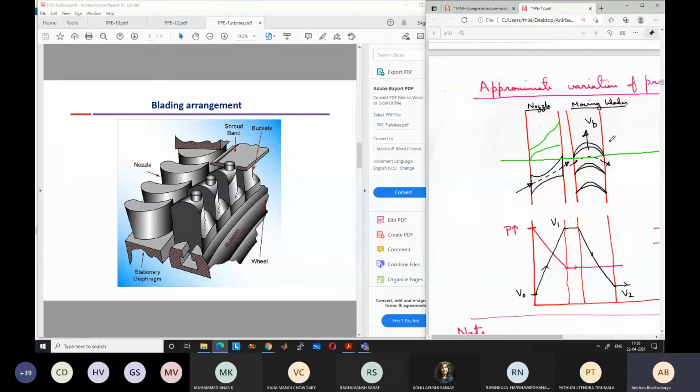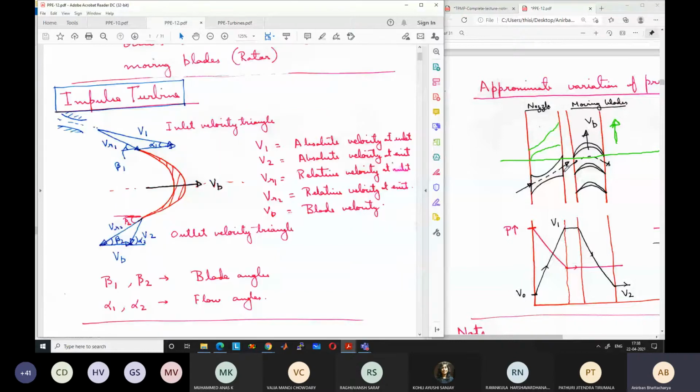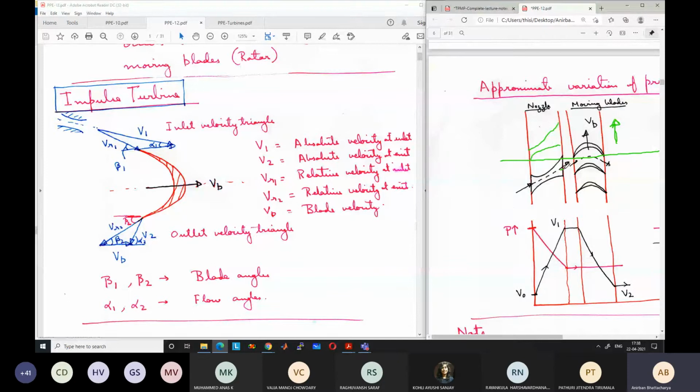So the flow comes in from this angle through the nozzle at a certain angle, and it enters the moving blades smoothly and goes out at a certain angle like this. So if we draw these velocities with respect to the moving blade, it looks like this. I have rotated the blade structure here. This is how we generally draw it.